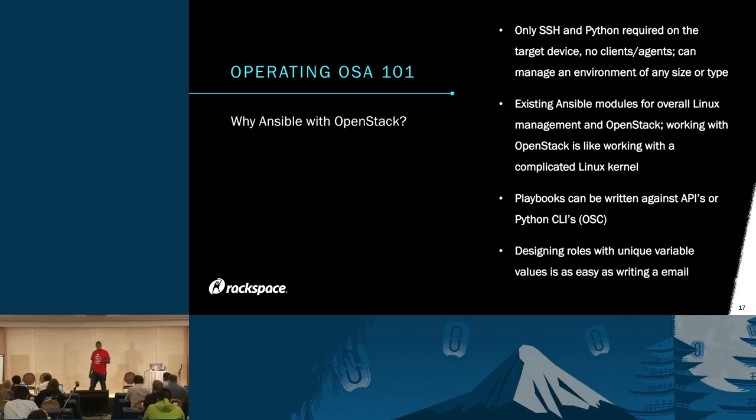So it kind of gives you a leg up, right? Those modules are already written to know how to communicate and work with OpenStack, so you can use them in Ansible to do what you need to do. The playbooks can be written to talk against the APIs or the OpenStack CLI. If you like dealing with the API and making curl requests, you can use that. Or if you want to use the CLI directly, you can write your playbooks to call the CLI as well. So you have three choices: the API, the CLI, or the modules in Ansible to communicate with OpenStack.